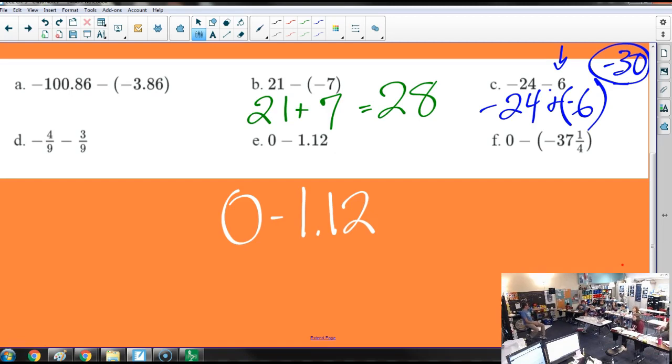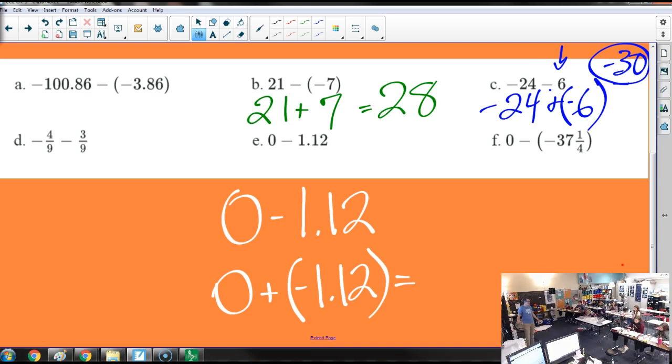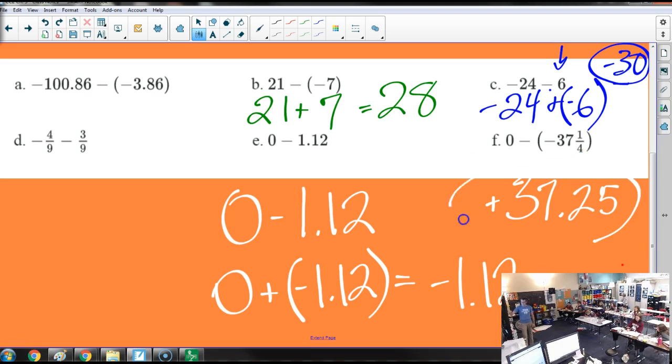Sorry. Go ahead, Callie. What do we do here to make this addition? You will pass Bella. How do we make this addition? Okay, so it's 0 plus negative 1.12. And then, well, all we have is a negative 1.12. And to wrap it up and bring us home, what happens here? Positive 37. Yeah, plus a positive, right? Plus a positive. This becomes a positive 37 and 1/4, which I'm going to write as a decimal.